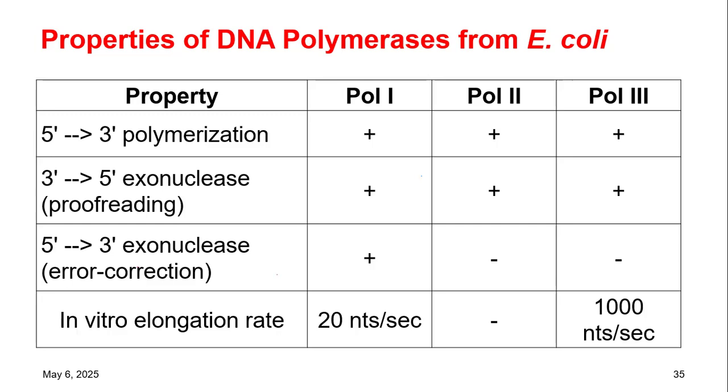Who does the work of proofreading? Polymerase 1, 2, and 3, all of them do. Who does the work of polymerization? Polymerase 1, 2, and 3. And then the processivity recorded for polymerase 1 and for polymerase 3 is shown on the table.